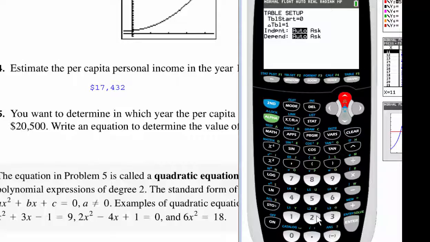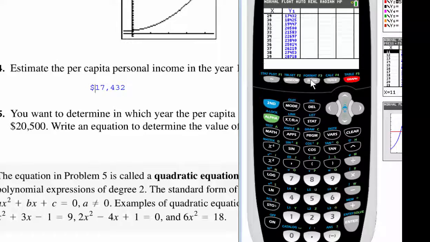And if I start at 29, well, my table will show me what happens when X is 27, 28, 29. When X is 29, my Y is 17,432. So we could use the graph, or we could use the table.